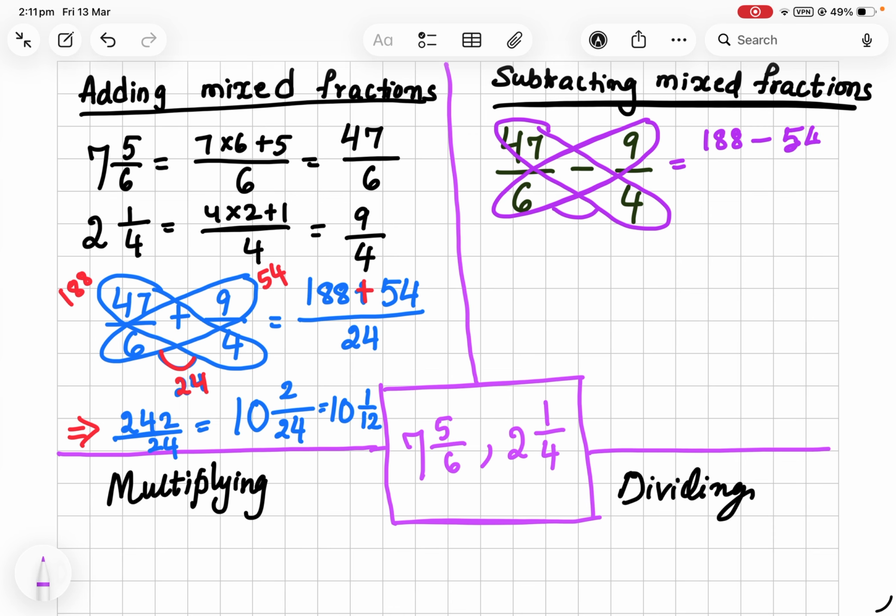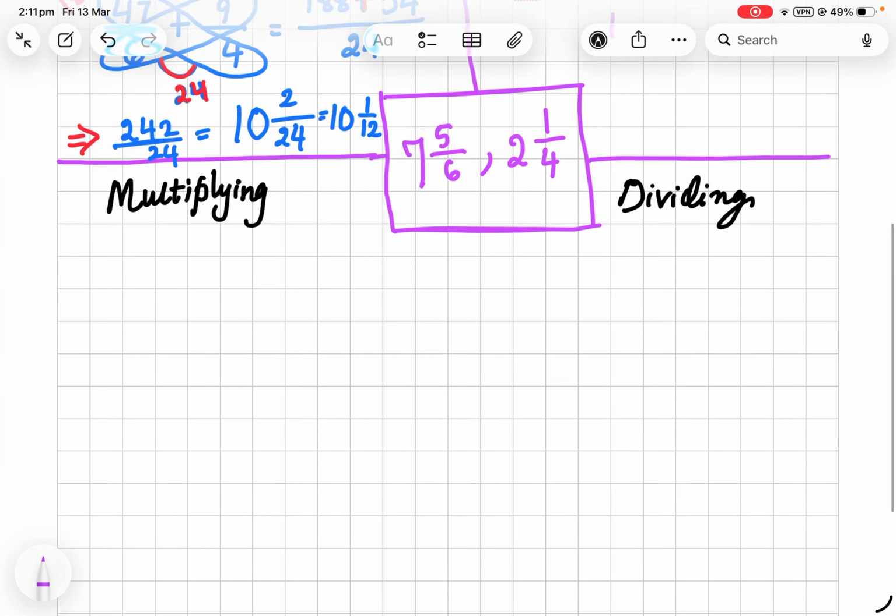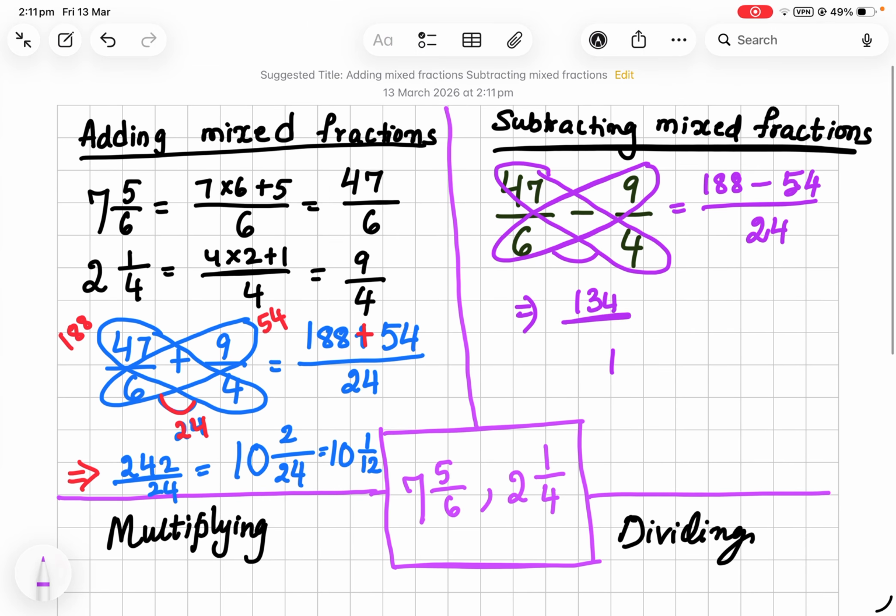Subtract 54 and divided by 24. So that's where I'm introducing my subtraction. As you can see, earlier we did addition. Everything stays the same except for that subtraction. So 188 minus 54, you would end up with 134. Sorry guys, 134 divided by, you still have your denominator, which is 24.